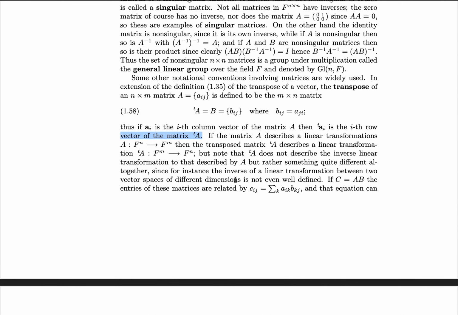If the matrix A describes a linear transformation from F^n to F^m, then the transpose matrix will describe a different linear transformation from F^m to F^n. Note that this does not necessarily describe the inverse transformation, but rather something different altogether. For instance, if you have a non-square matrix, it's impossible for it to be the inverse because inverses are only defined for square matrices, since they're only defined for bijections. But in this case, you can't have a bijection between two non-isomorphic spaces.